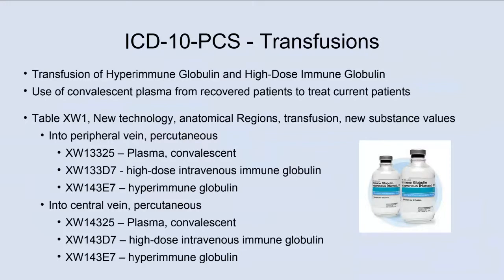Okay, we also have codes for transfusions. These are in table XW1. These include transfusion of convalescent plasma, hyperimmune globulin, and high-dose immune globulin. So this is the use of plasma from recovered patients to treat current patients, okay? So XW1, new technology, transfusion, you have plasma, convalescent, high-dose intravenous immune globulin, and hyperimmune globulin. And then you also have those same ones except in the central vein, percutaneous, plasma, high-dose, hyperimmune globulin.